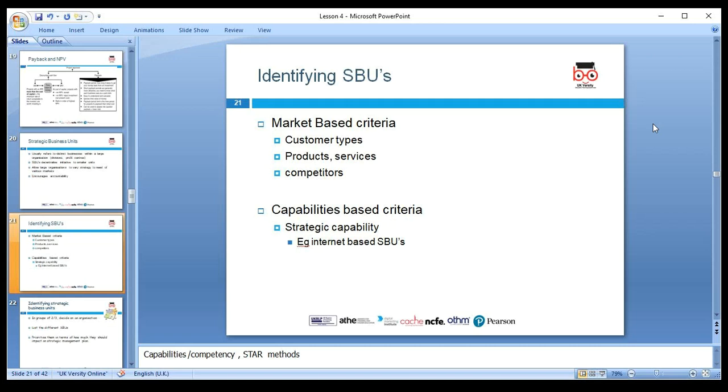Okay, next we look at identifying market-based criteria: customer types, product, service, competitors, capability. Capability and competency are two different things. Capability is the ability to do something. Like if you pass your driving test, you're capable, but you still need to display your newly passed driver plate on your car for a few weeks or months. The reason is that we can make mistakes.